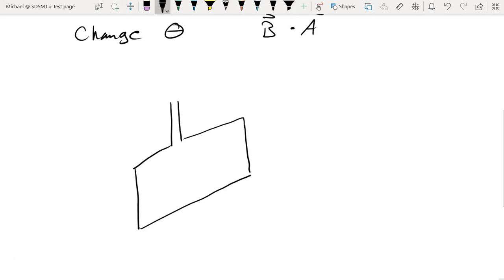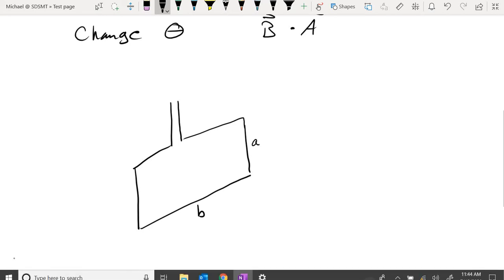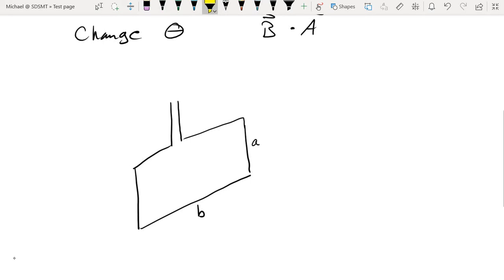We could say that the side leg here is length A. The side leg down here can be length B. And then what I have up here with this portion of the wire is basically just a means in which I can allow current to either flow one direction or another within that loop.